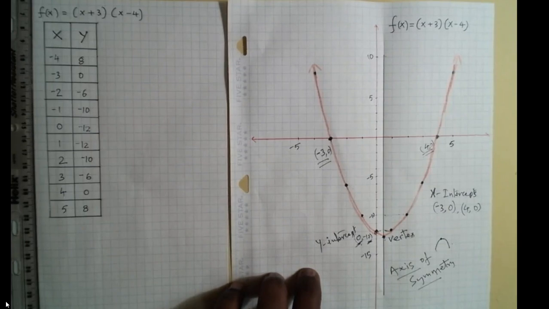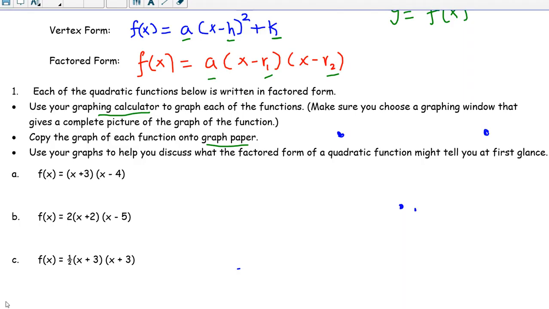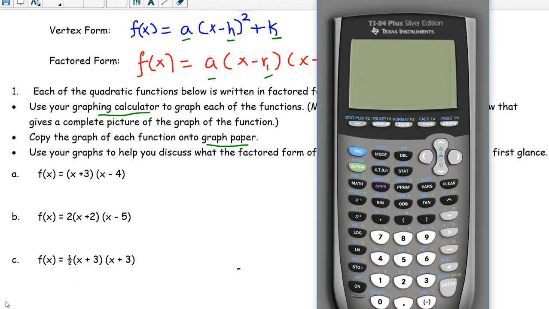Alright. Now let us continue to the next graph. The second function is f of x is equal to 2 times x plus 2 times x minus 5. So let us go to the graphing calculator. I think I have it already. I started off. So f of x equal to, that is y equal to 2 times x plus 2, close the parenthesis and again open, x minus 5, close the parenthesis and hit the graph. Oh, this graph is also all the way down.